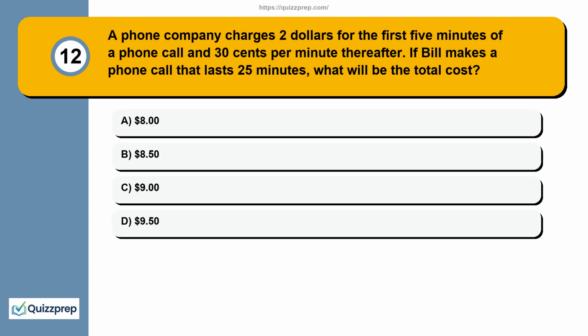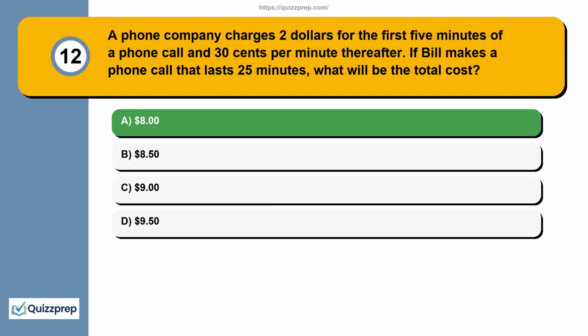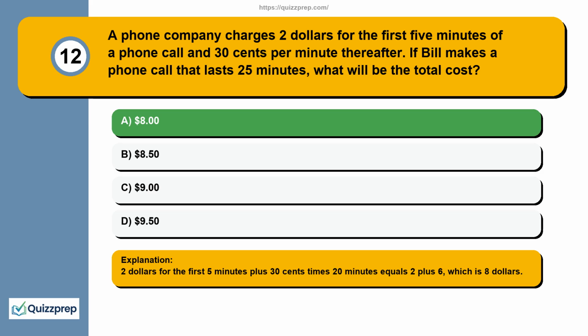Question 12. A phone company charges $2 for the first 5 minutes of a phone call and 30 cents per minute thereafter. If Bill makes a phone call that lasts 25 minutes, what will be the total cost? $8, $8.50, $9, $9.50. $2 for the first 5 minutes plus 30 cents times 20 minutes equals 2 plus 6, which is $8.